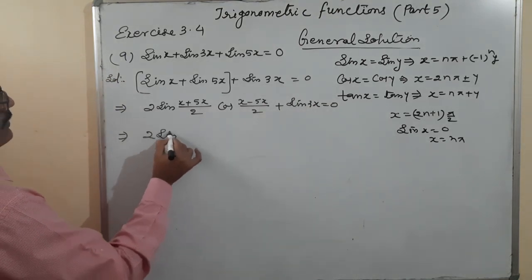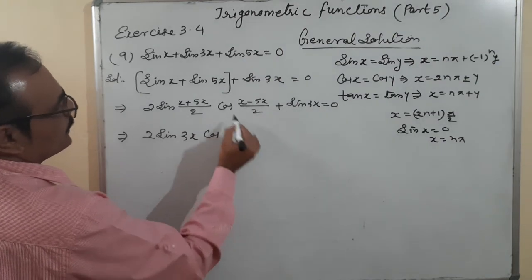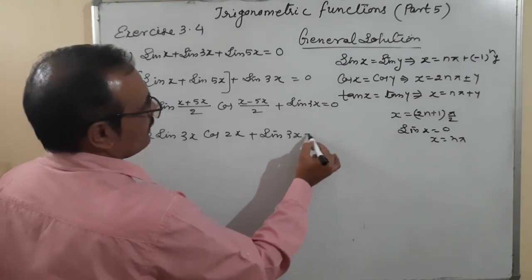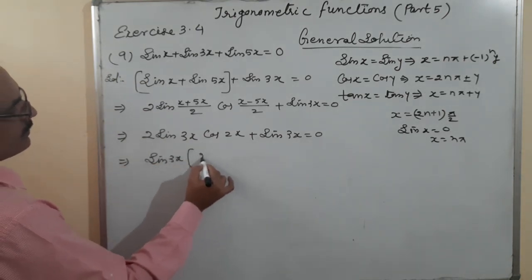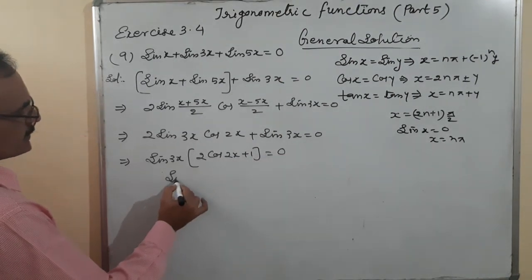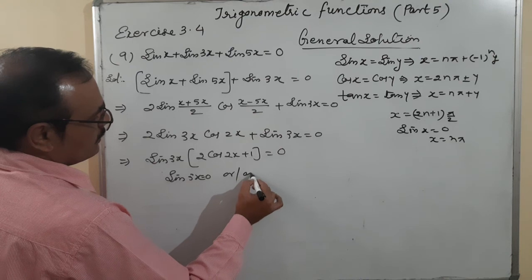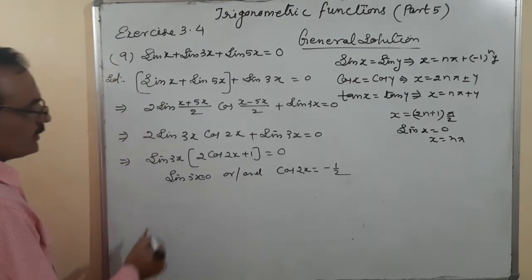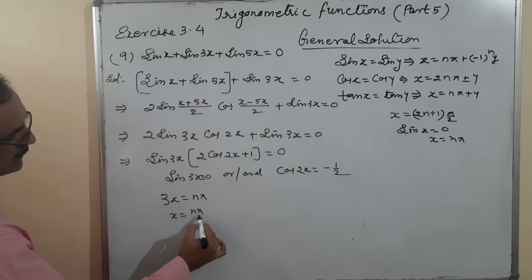2 sin 6x by 2, that is 3x, and cos 4x by 2, that is 2x. Because cos minus theta is cos theta, no minus sign comes out. Plus sin 3x. Taking sin 3x common, sin 3x into 2 cos 2x plus 1 is equal to 0. Sin 3x is equal to 0, or cos 2x is equal to minus 1 by 2. Sin 3x is equal to 0, 3x is equal to n pi, x is equal to n pi by 3.